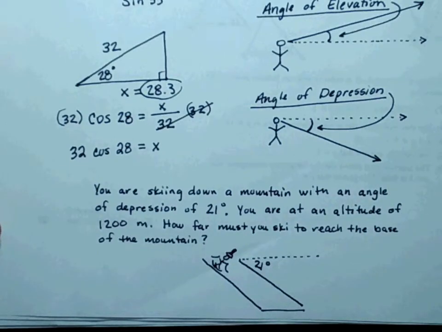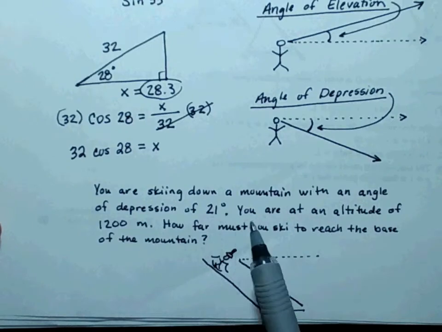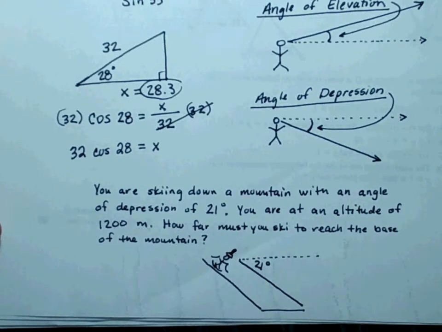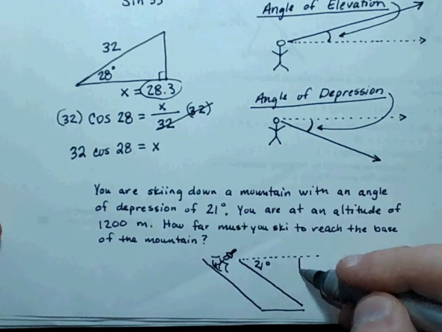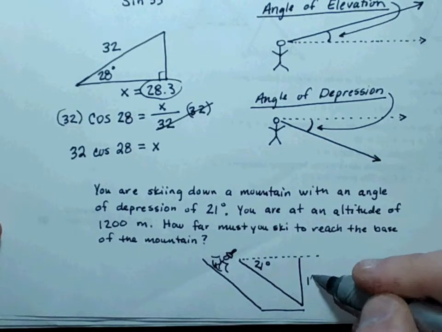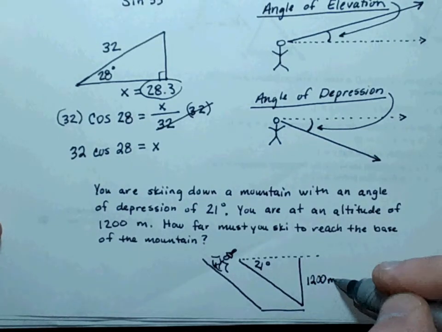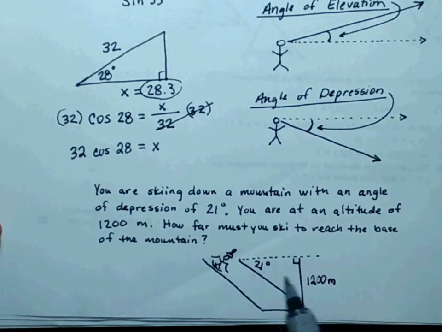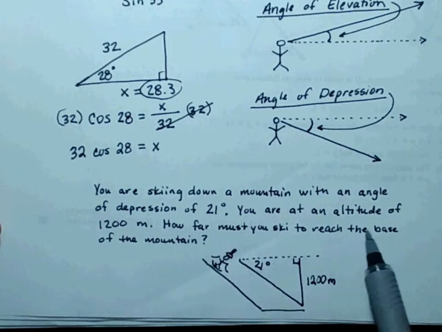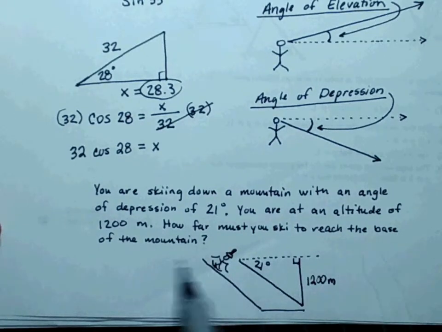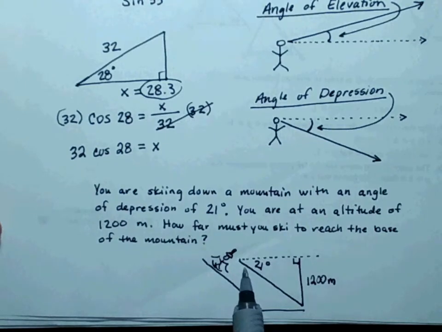Another thing that we know is it says that we are at an altitude of 1,200 meters. So that's how high we are. So this distance right here is 1,200 meters. And if we look, we just made ourselves a nice little right triangle. It says, how far must you ski to reach the base of the mountain? So we're looking for this distance right here. We're going to call that x. Right? So there's our triangle, and we're trying to find x.